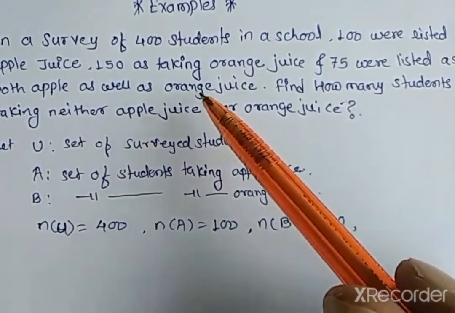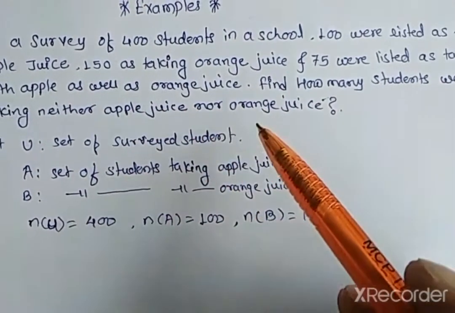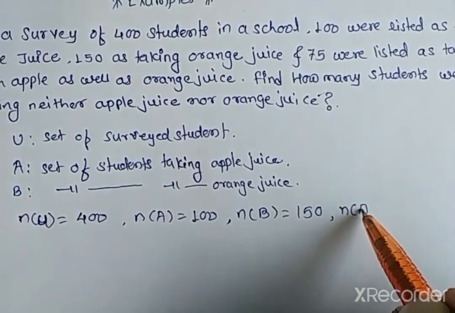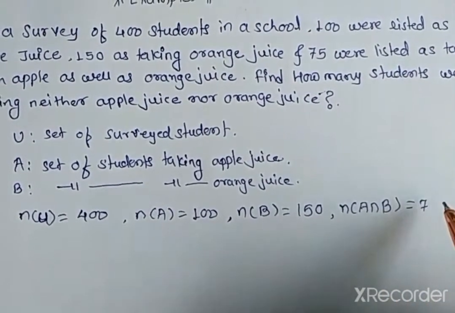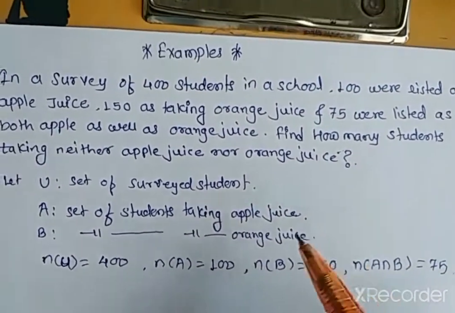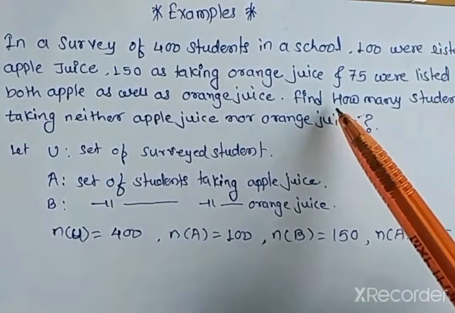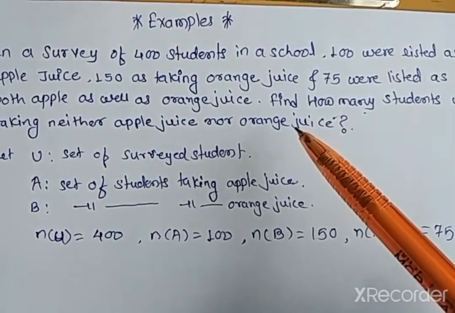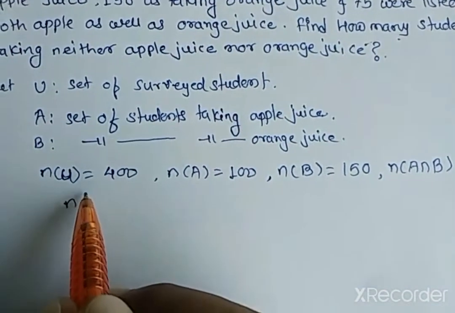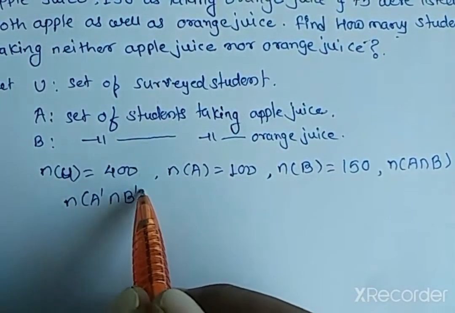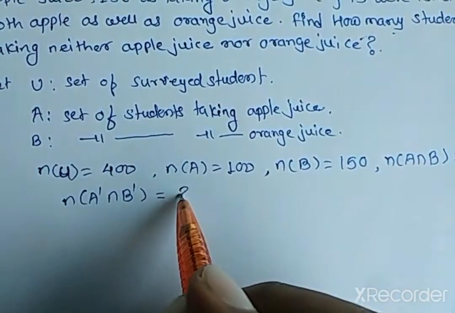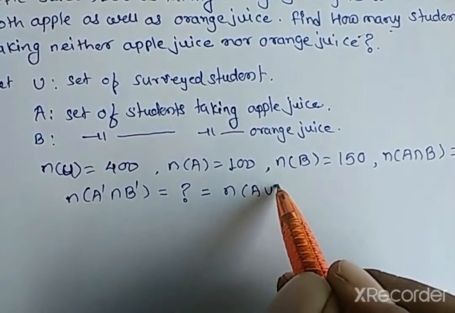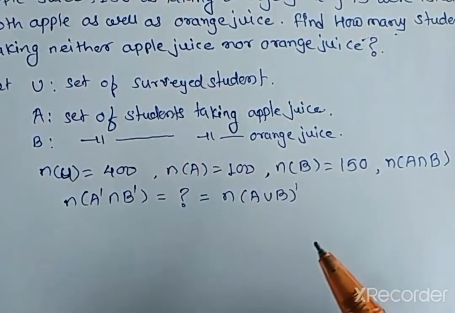And 75 were listed as taking both apple as well as orange juice, so n of A intersection B is equal to 75. Next, we have to find how many students were taking neither apple juice nor orange juice. That is, we have to find n of A complement intersection B complement. We mark it with a question mark, or you may also write it as n of (A union B) complement, which is De Morgan's law also.